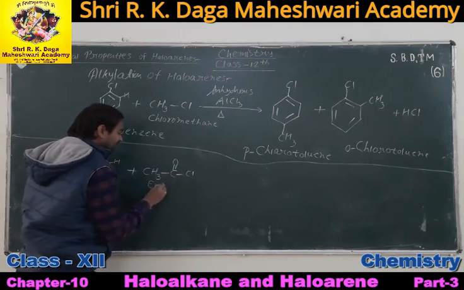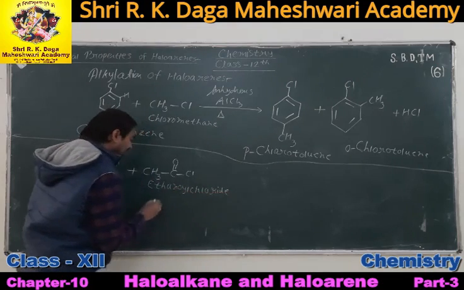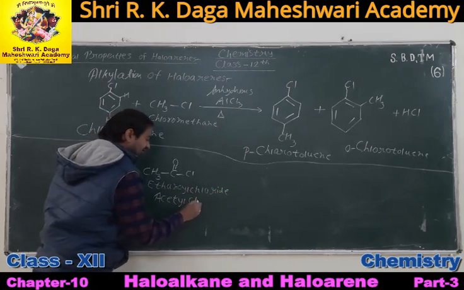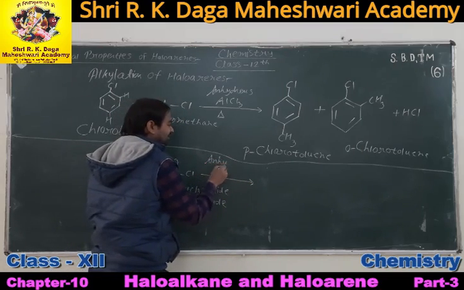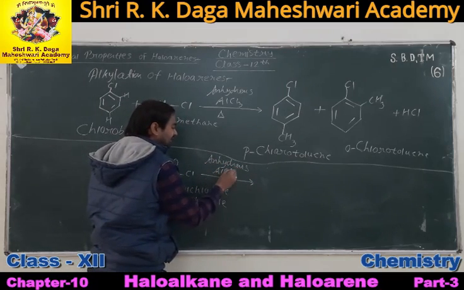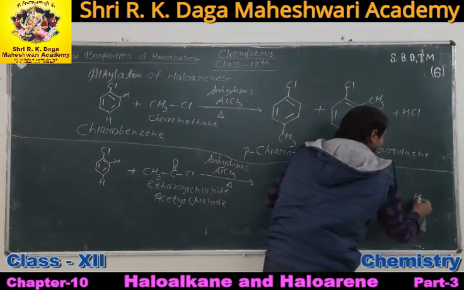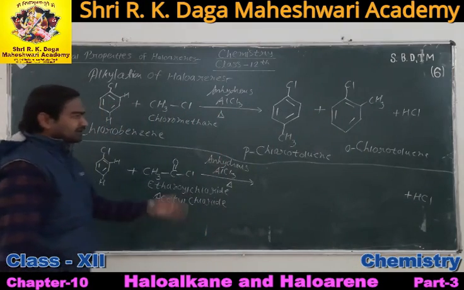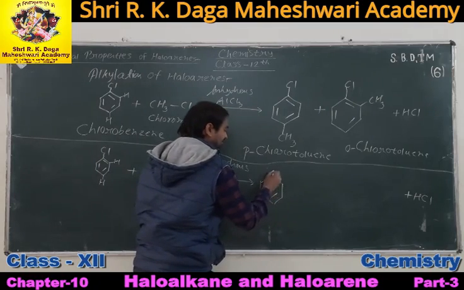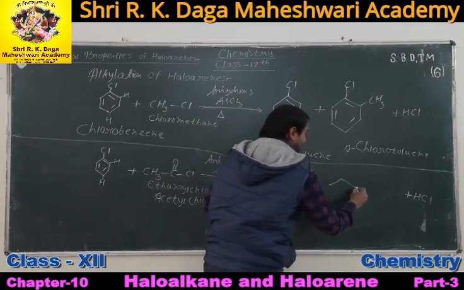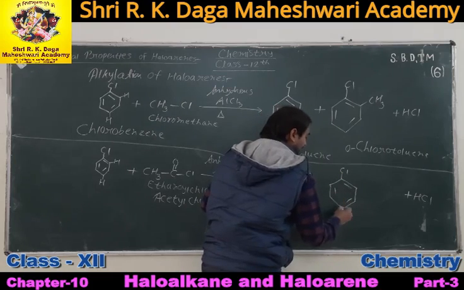Now I am taking CH3COCl, that means ethanoyl chloride or acetyl chloride, which when heated in the presence of anhydrous AlCl3 gives us HCl as a byproduct, like in the alkylation, and the substitution will occur at the place of the hydrogen.